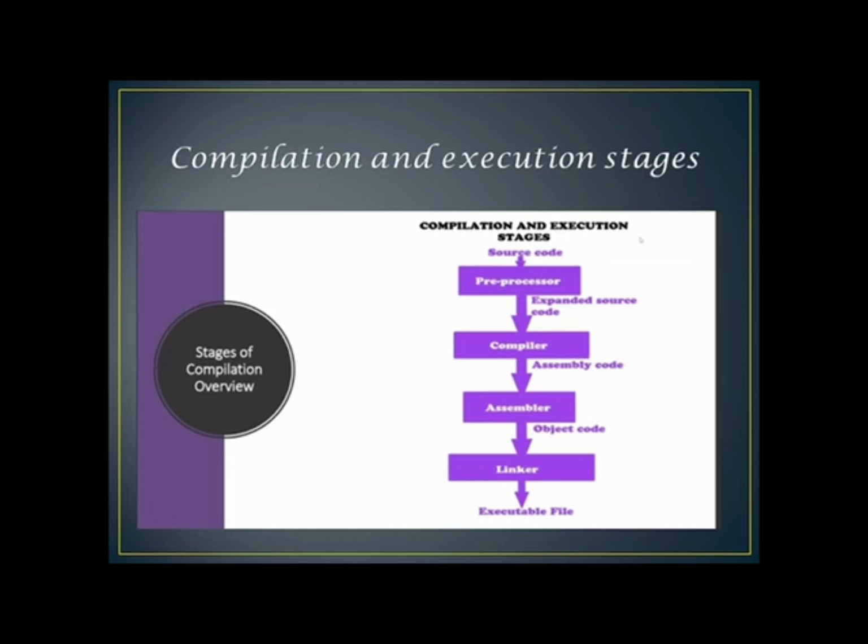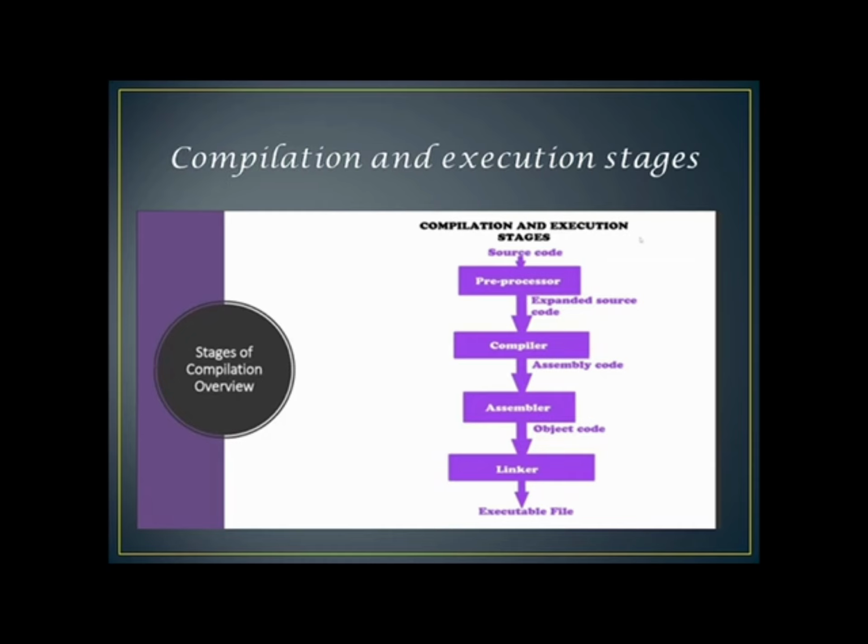Assembly. The assembly code generated in the previous stage is converted into machine code, which consists of binary instructions that a computer's processor can understand. This process is performed by the assembler. Linking. In the linking stage, the linker combines the machine code generated from multiple source files and resolves the references to external libraries and functions. It produces an executable file that can be run by the computer.